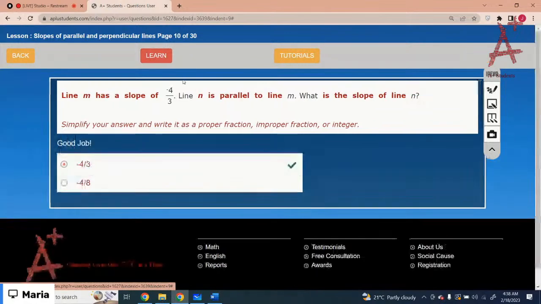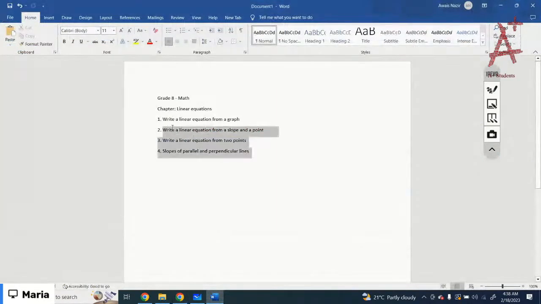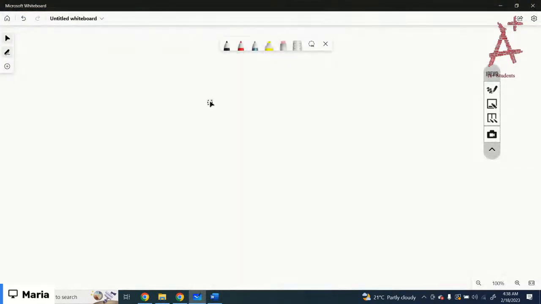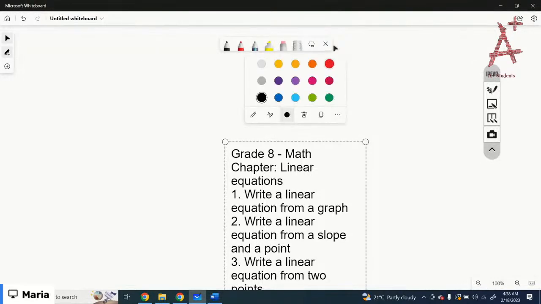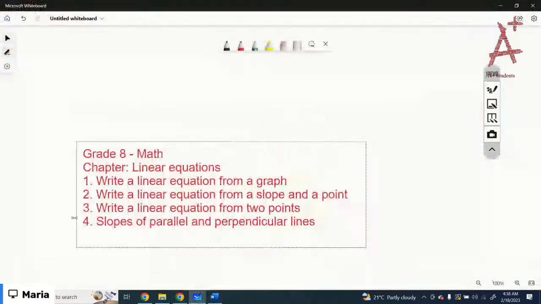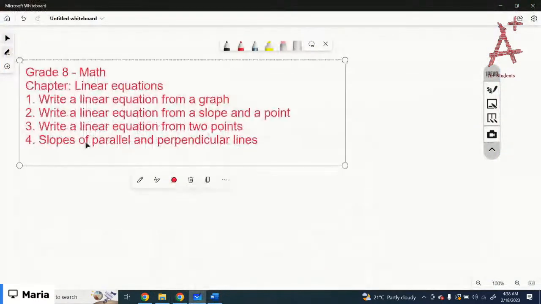Okay, you can complete the test by yourself later today. So we were working on grade 8 maths. The chapter we're working on is linear equations. The lessons we have covered from the chapter are: write a linear equation from a graph, write a linear equation from a slope and a point, write a linear equation from 2 points, and we just did slopes of parallel and perpendicular lines. So please make sure before the next session you complete all the test questions.